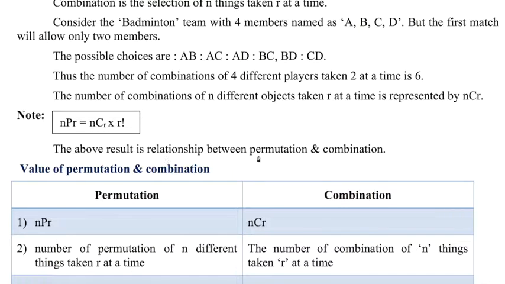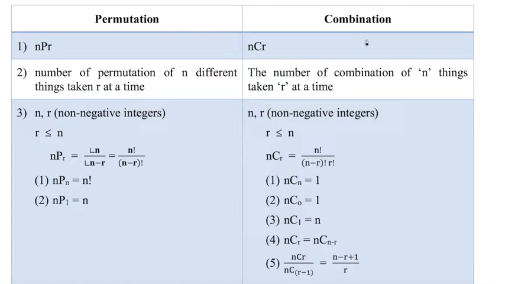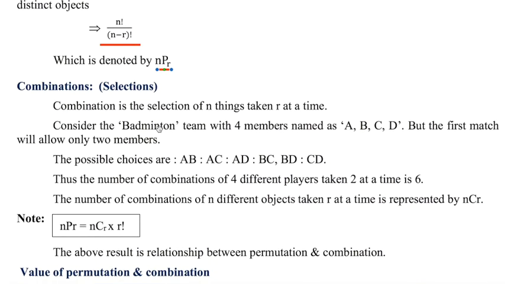So the above result is the relationship between permutation and combination. Permutation is nPr, combination is nCr. From the formula you can find what is nCr and what is nPr. nCr is n factorial by (n minus r) factorial by r factorial.